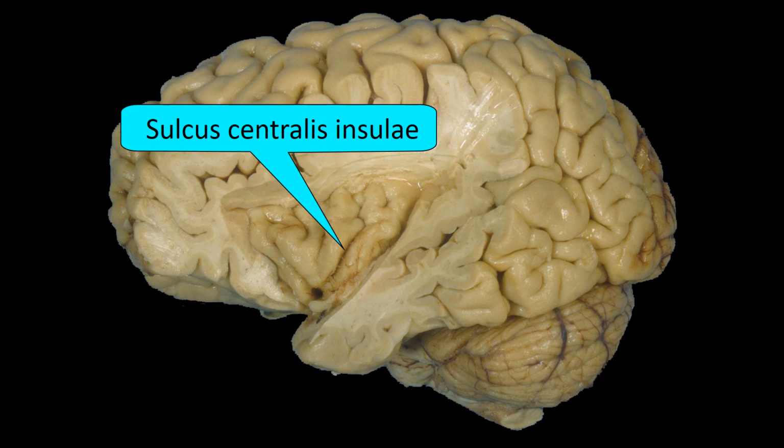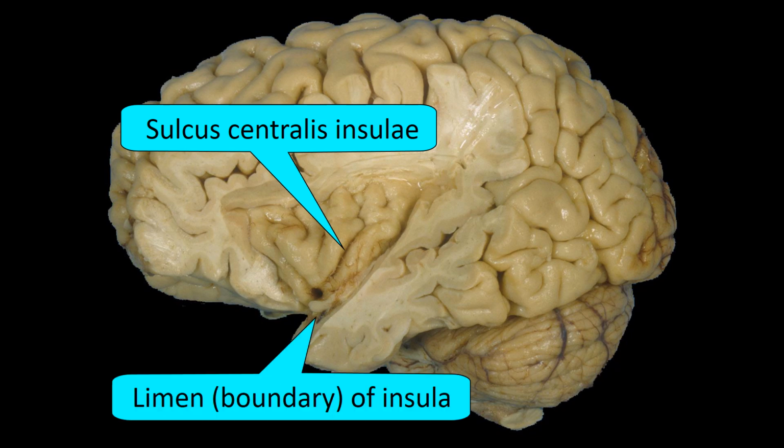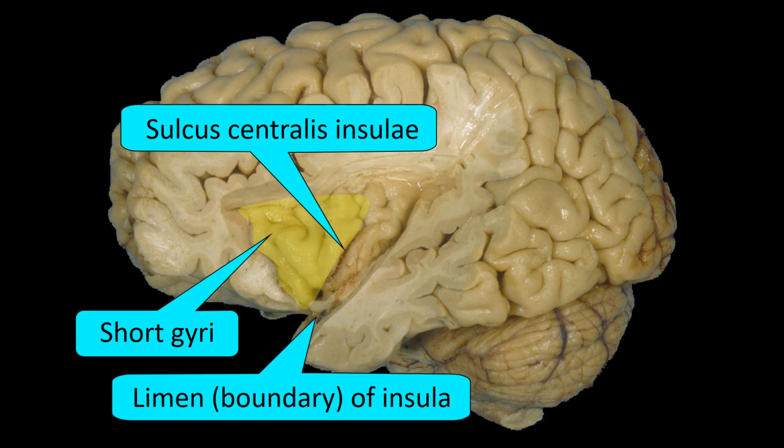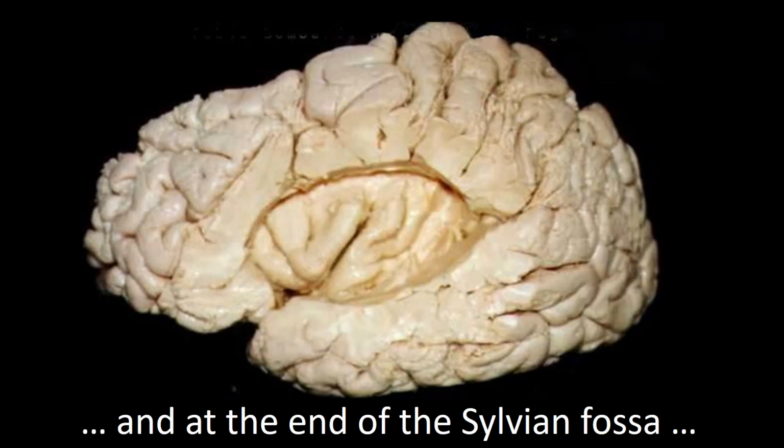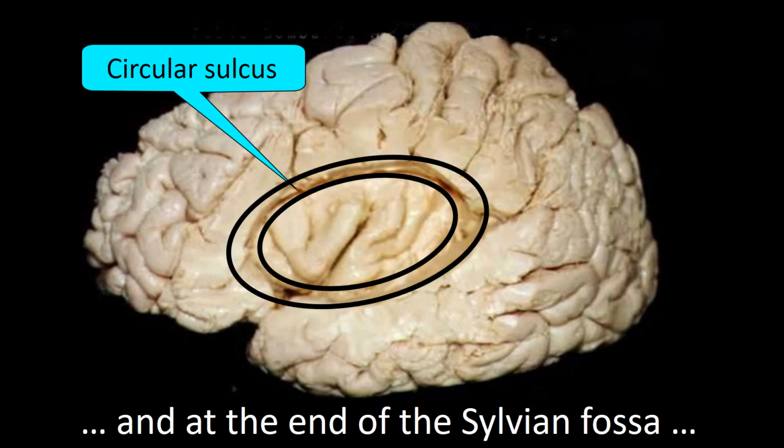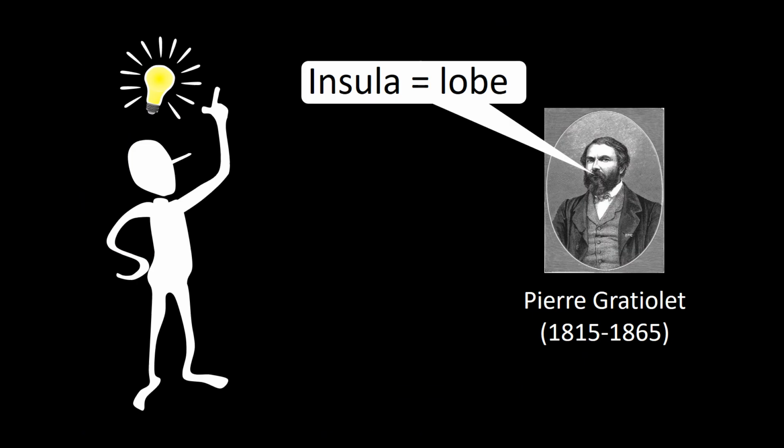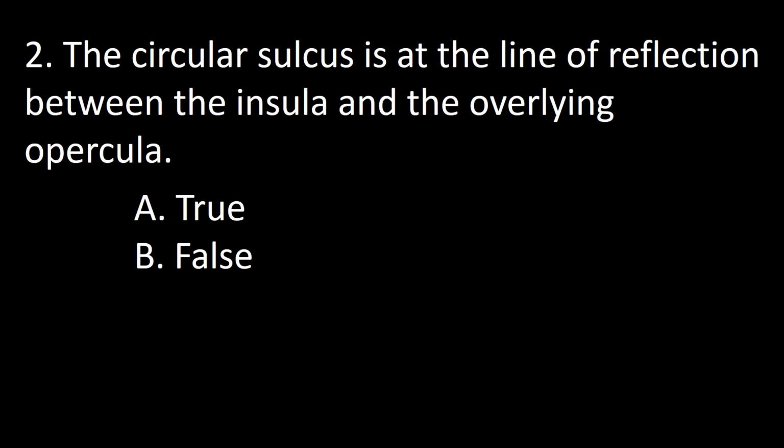This is the sulcus centralis of the insula. This is the limen of the insula. In front of the central sulcus of the insula, we have the short gyra of the insula, and behind the long gyra. This is a much poorly dissected specimen, but the circular sulcus can be better appreciated. Pierre Gratiolet considered the insula to be a cerebral lobe. So the answer to this question is A.